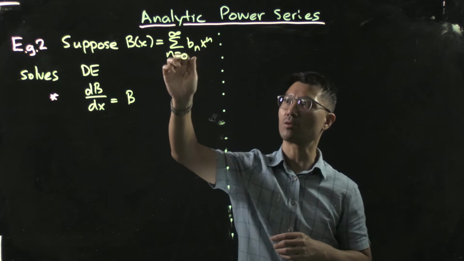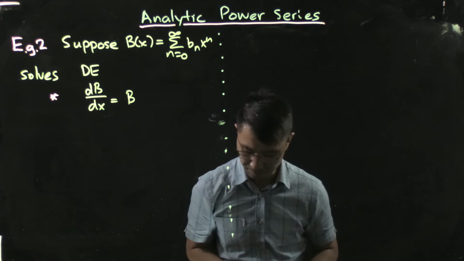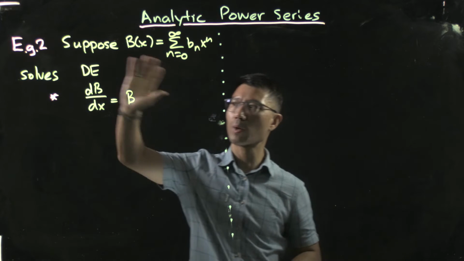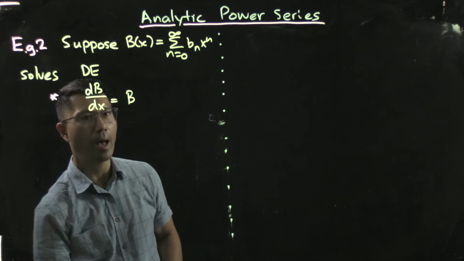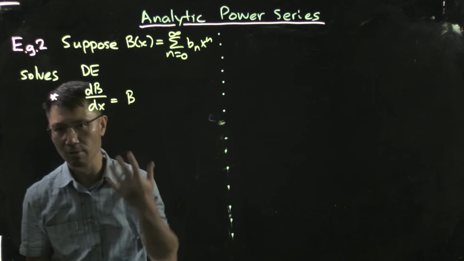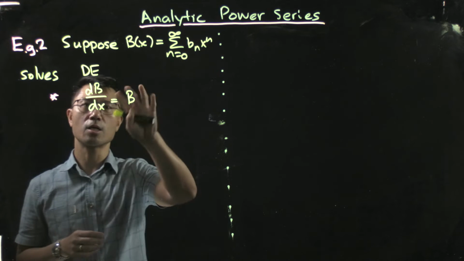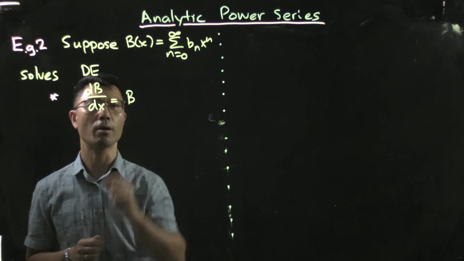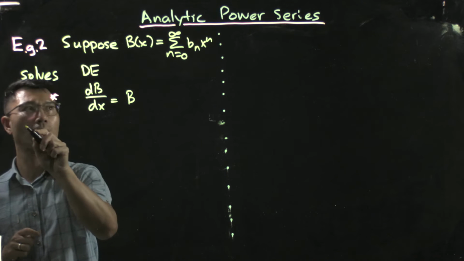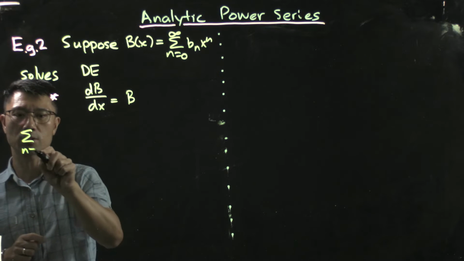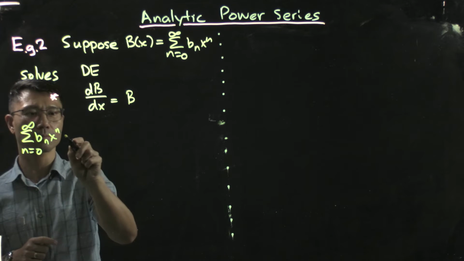Okay, so b of x equals the sum from n equals 0 to infinity of b_n x^n. What we'll do is look at this differential equation from a power series perspective. So let's do that. We'll write both sides as power series. The left-hand side here is just this power series, the sum from n equals 0 to infinity of b_n x^n.